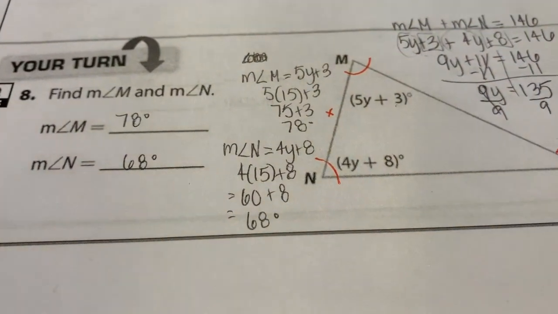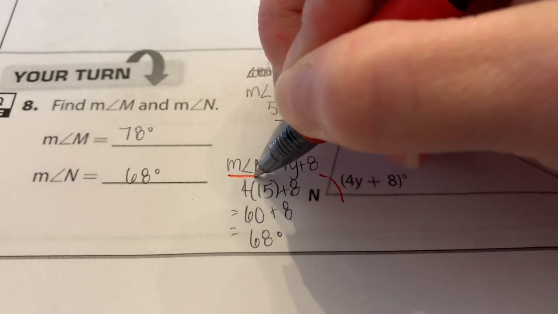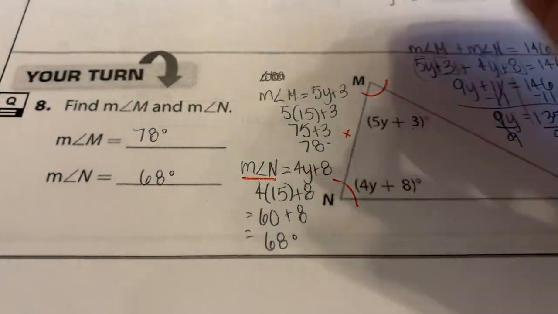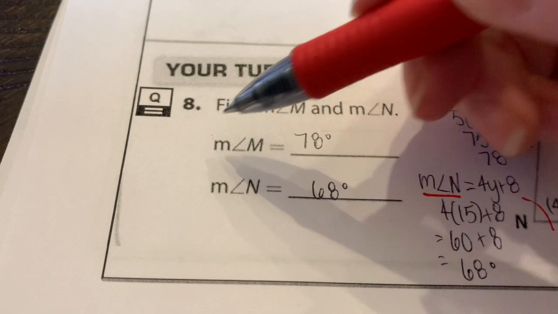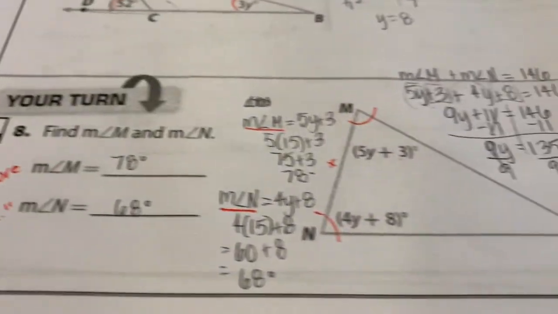A few things to note before we move on. You do want to get in the habit of writing measure of angle, whatever the angle is. The little m means measure of. If you don't remember that from the previous lessons, write it down somewhere. Measure of angle. Okay, that's what that means.